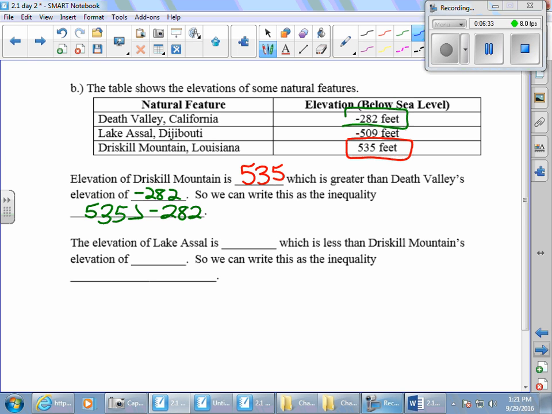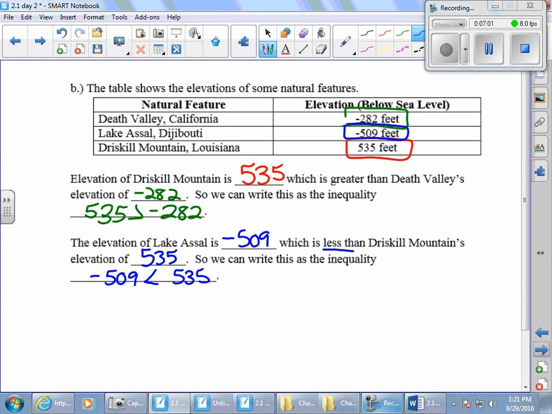Okay, Lake Assaul is negative 509 feet. That is less than Driscoll Mountain's elevation of 535. So here we're just going to write the inequality. Negative 509 is less than 535. We want to keep it in the same order, and we want to use the words less than. We want it to be the less than symbol.